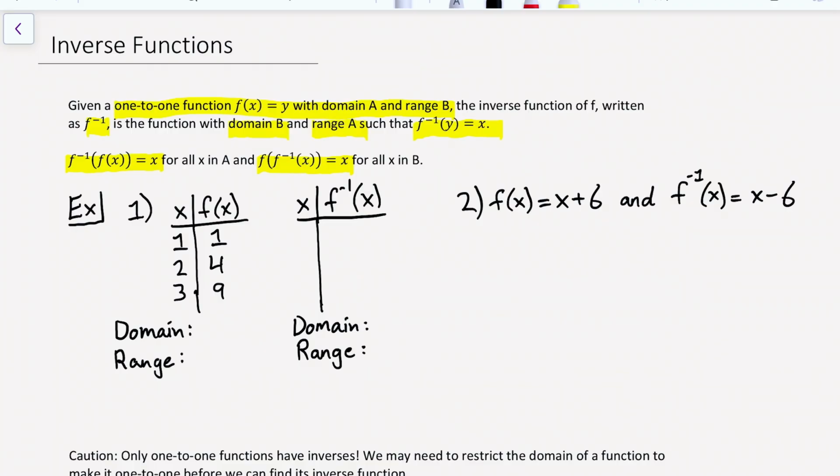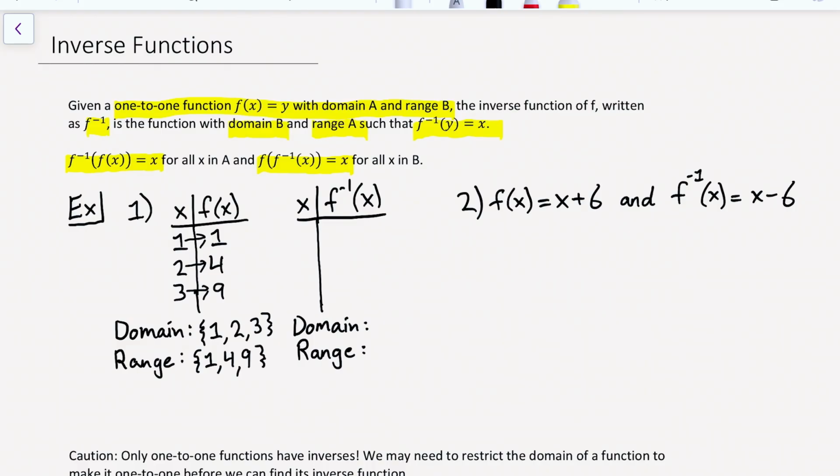So first I have a table of values. These are just some x and y values that are matched on a function. So 1 matches with 1, 2 matches with 4, 3 matches with 9, and so on. If I were going to describe the domain and range of this function, I would simply say the domain is the points 1, 2, and 3, and the range is the numbers 1, 4, and 9.